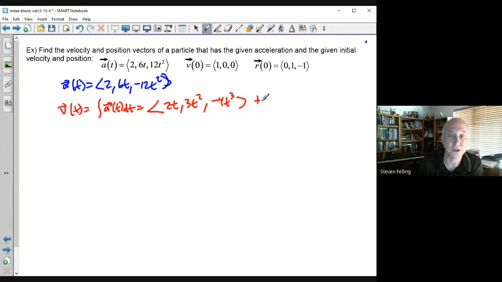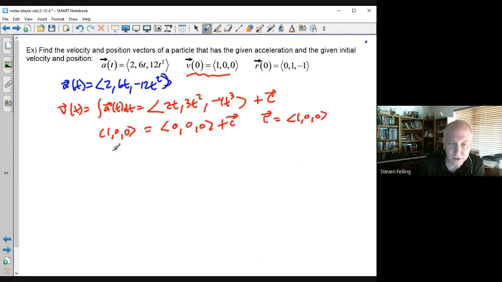But there is an integration constant. So this integration constant, we have to have a value to plug in to evaluate. Luckily, they gave me that the velocity when t is 0 is this. So if I plug 0 in for t here, I get 0, 0, 0 plus that integration constant, which is really a vector. That has to equal the vector 1, 0, 0. And so that means that the integration constant vector is simply this 1, 0, 0.